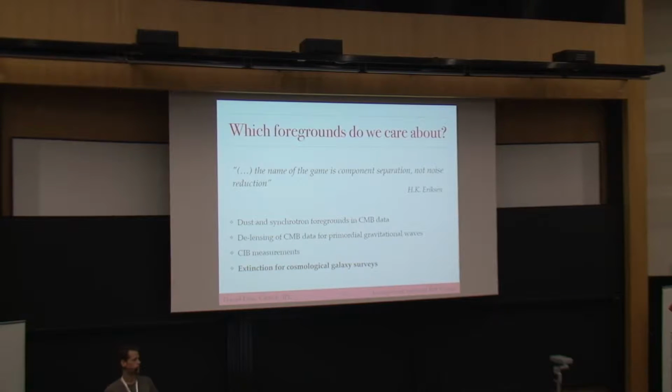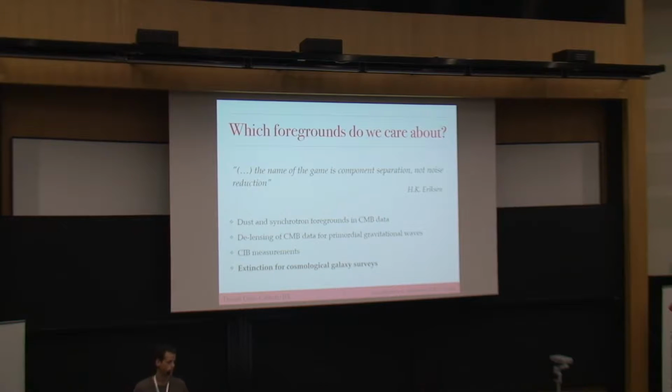So as Hans Christian said when we kicked off this conference on Monday, the name of the game is component separation. It's not noise reduction anymore, and I couldn't agree more with that statement. And there are several aspects to this component separation to foregrounds that we've been dealing with, that we've heard about throughout this conference. One obvious thing is how to disentangle the CMB and galactic dust and synchrotron emission in order to detect gravitational waves, to detect B-mode polarization. That is also related to de-lensing, to remove the lensing B-modes in order to detect these primordial gravitational waves. And I think we'll have more interesting talks about this by Alessandro and by Kaya tomorrow and on Friday.